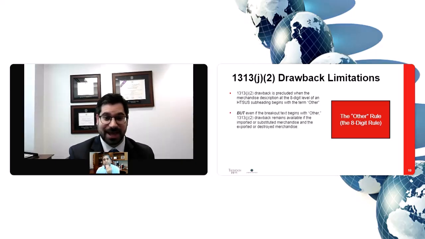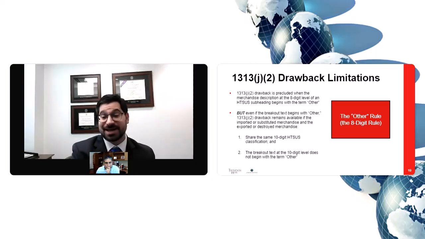However, there's a little caveat here. If the breakout text starts with the word other for the imported or substituted merchandise, as well as the exported or destroyed merchandise, but they share the same 10-digit tariff classification, and the text is identical and the breakout text at the 10-digit level does not begin with the term other, then you can still use J2 drawback.